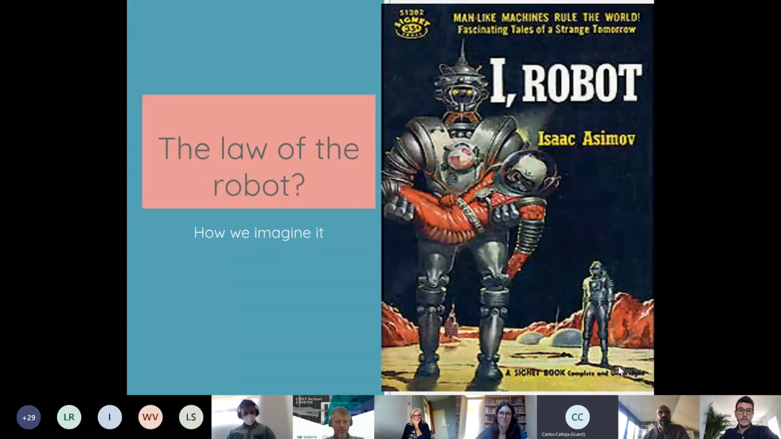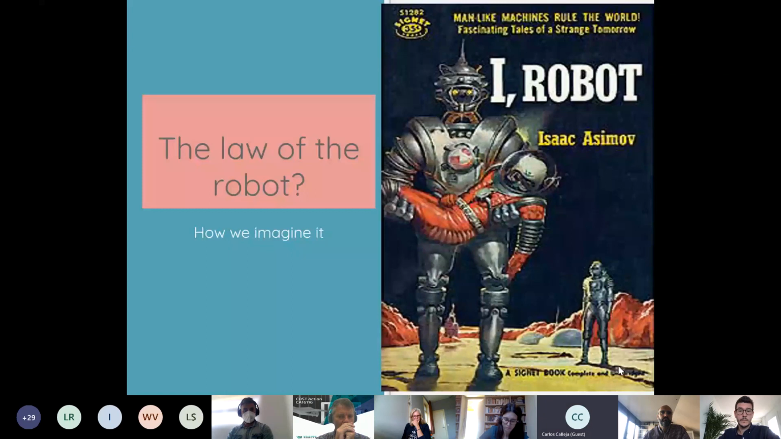So no robot can cause or lead to the cause of an injury. Second rule, a robot must obey the orders unless they collide with the first rule. Or the third rule, a robot may protect its own existence unless it collides with both of the previous rules. But that's pretty much science fiction, because in reality, the regulation for robots is way more complex.